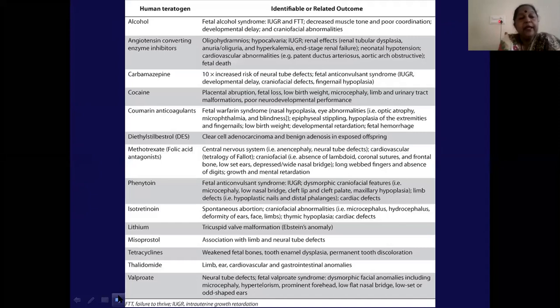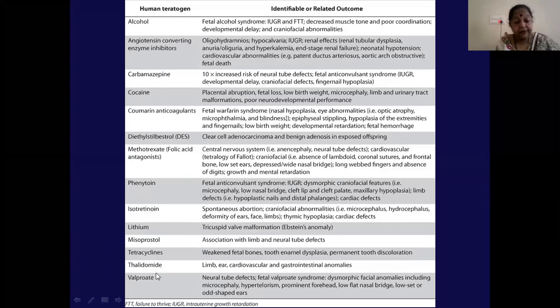Now this is a very important slide you should click for. These are various human teratogens you can see here, and the related outcomes and effects. I cannot read all those drugs, you can take it. Some of the important ones: alcohol can lead to fetal alcohol syndrome. Carbamazepine is known to cause neural tube defect and fetal anticonvulsant syndrome, IUGR. Then inadvertent taking of misoprostol can lead to Mobius syndrome or association and limb defects.